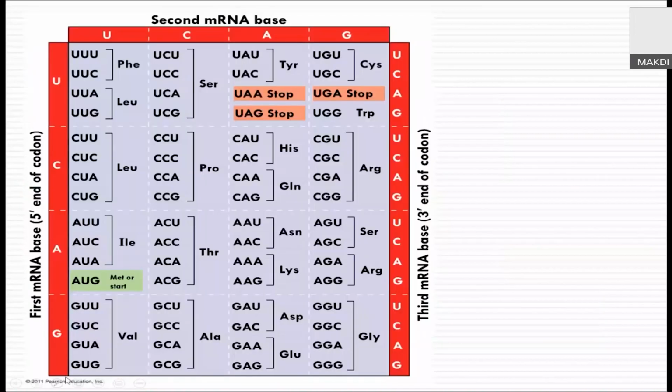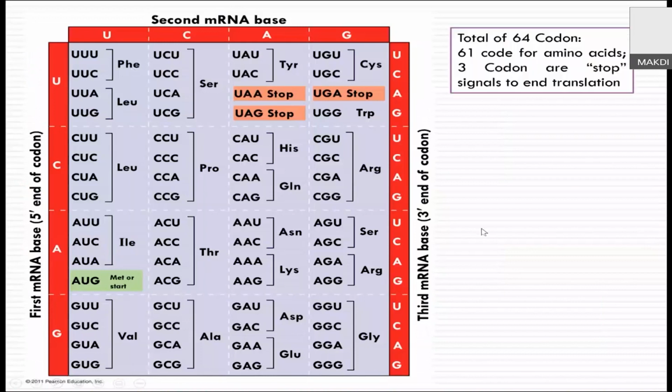Codon, you can use this table here. Triplet codon. So there are a total of 64 codons, 61 code for amino acids, and 3 codons are for stop. These stop codons are UAG, UAA, UGA. When we memorize it, it is UAG, UAA, UGA. And the start codon is AUG. It codes for methionine.